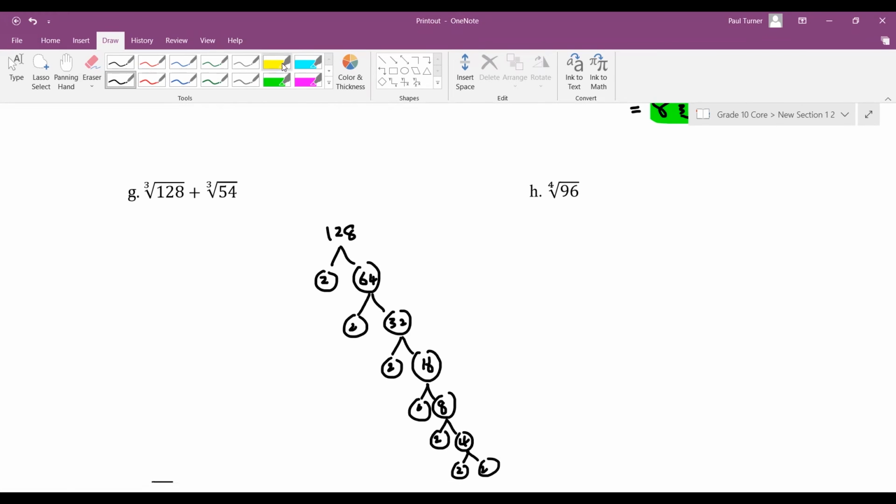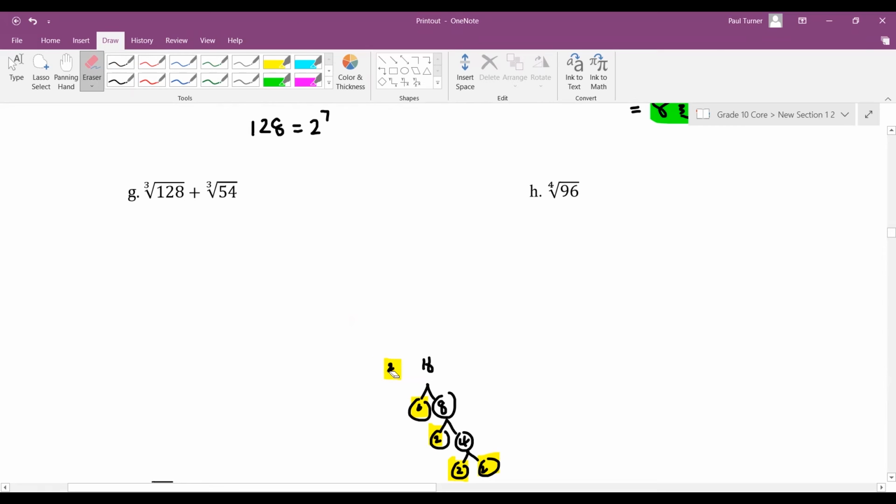So what's that? 1, 2, 3, 4, 5, 6, 7. 2 to power 7. So 128 is 2 to power 7. So that's one way you can do your powers to base 2 as well. So 2 to power 7. If you know that in your head, that's good. So you can write it down directly.